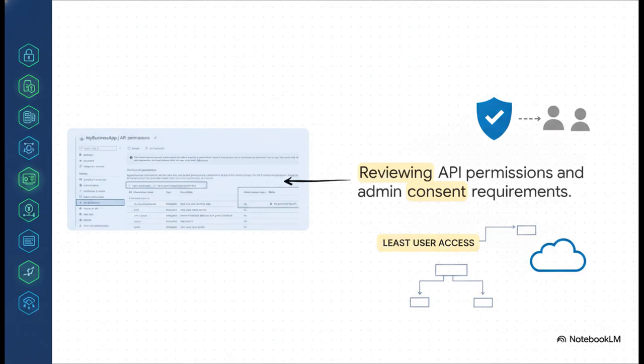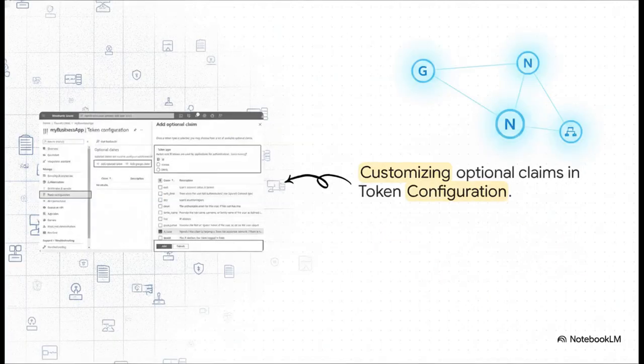This is exactly where an administrator has to step in and explicitly grant tenant-wide consent for specific delegated permissions. It is a critical checkpoint to make sure an app isn't accidentally overprivileged. By acting as that human gatekeeper, you are actively enforcing the principle of least user access across your entire enterprise environment. Furthermore, Azure AD gives developers some incredible flexibility in the token configuration blade.